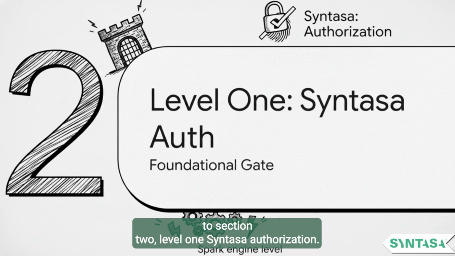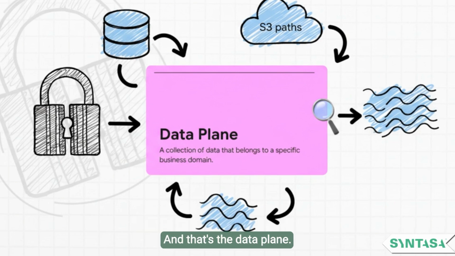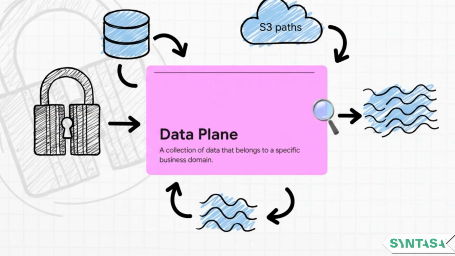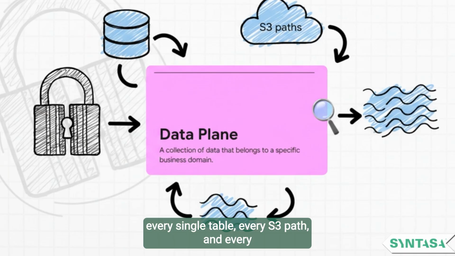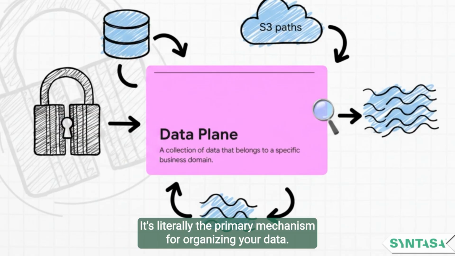Moving right along to section 2, level 1 Syntasa authorization. Before we get into the weeds of this first gate, we really need to clearly define our core unit, and that's the data plane. A data plane is simply the user-facing name for a collection of data belonging to a specific business domain. Now, why does this matter so much? Because in version 9.1, access is scoped entirely to these logical units. Every single table, every S3 path, and every streaming source you use absolutely must belong to one of these collections. It's literally the primary mechanism for organizing your data.